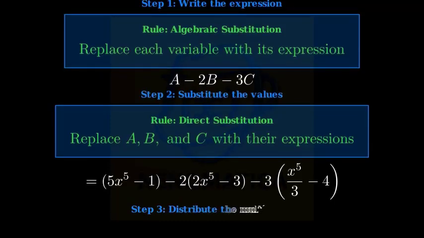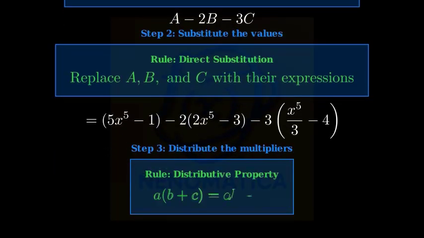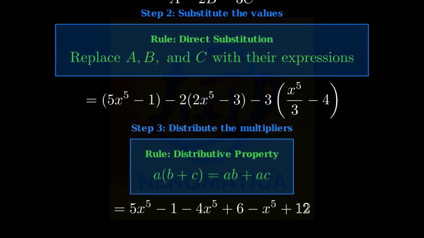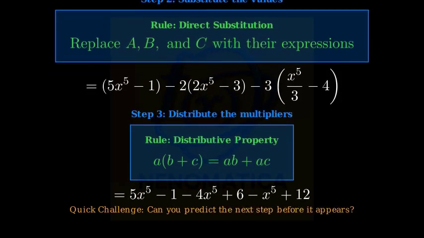Step 3, we'll distribute the multipliers. For the term with b, we multiply 2 by each term inside the parentheses. 2 times 2x to the power of 5 equals 4x to the power of 5. 2 times negative 3 equals negative 6.